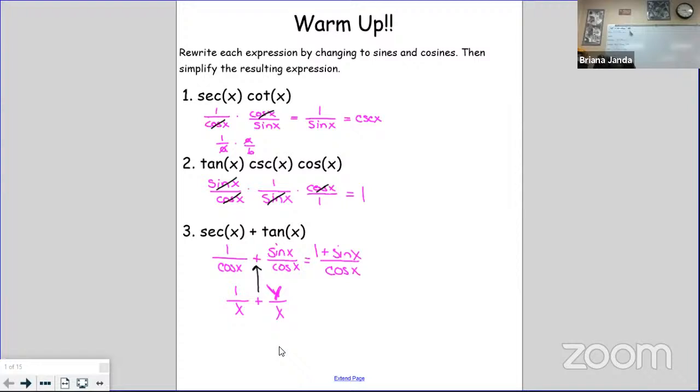Questions for me? So that gives you a little intro actually into some things that we can do. I want to remind you that you can manipulate these things just like you would if they were variables. So think of sine of x as a, think of cosine of x as b. And what can we do, like, to simplify those fractions or add them together or whatever we need to do.